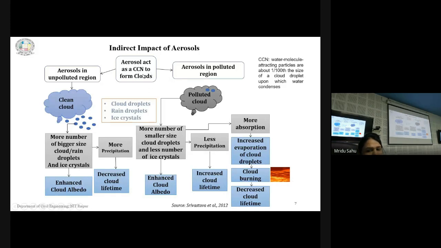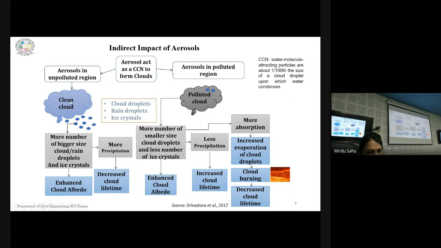Aerosols act as CCN, that is cloud condensation nuclei. What it is, a water molecule attracting particles of about 1 by 100 the size of a cloud droplet, upon which water condenses. It means the water particles need some basis, something to accumulate over, to condense over. It means fine particulate matter is present.